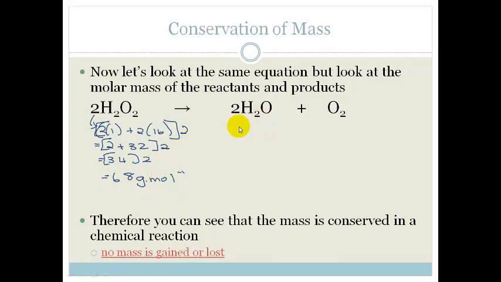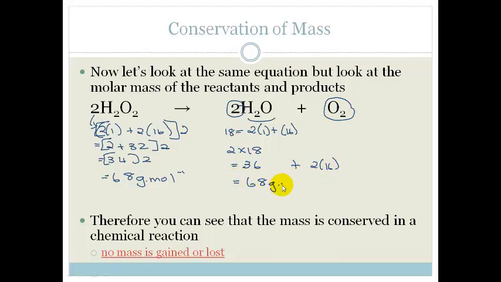Now let's look at the right. We have got 2 waters. That's 2 for the hydrogen plus 16 for the oxygen. So that gives me 18. But there are 2 of them, so 2 times 18 gives me 36. Plus, if you have a look over here, we've got 2 times 16 again, which ends up giving me a total of 68 grams per mole.